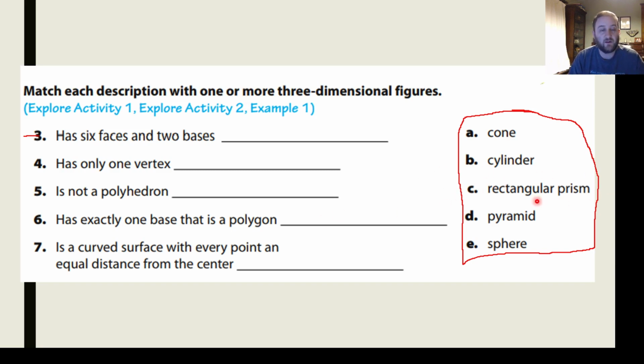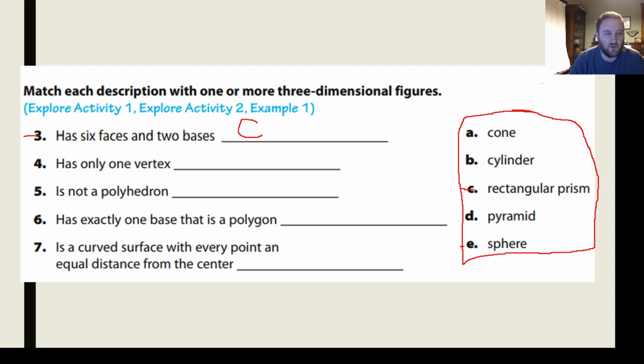A rectangular prism, okay, a rectangular prism has two rectangular bases, and then it's got four other faces. So four faces on the outside, then the two bases count as 6 total faces. So actually a rectangular prism here does work for 3. Okay, a pyramid would not work because it only has one base, and then a sphere doesn't have a base at all. So C would be the only one that works here.